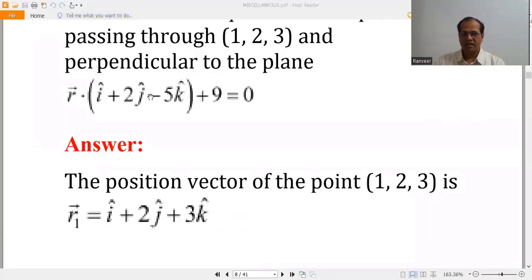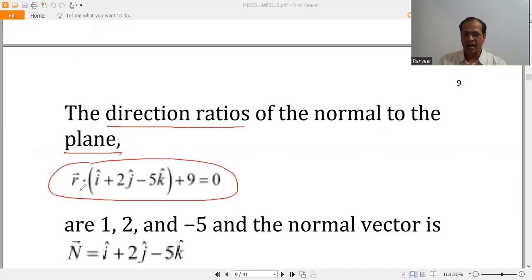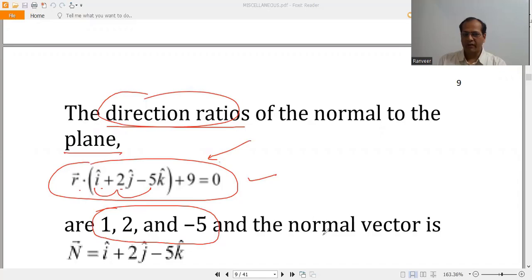Now this is the plane, r dot n equal to d. This is the equation of the plane: r dot (i plus 2j minus 5k) plus 9 equal to 0. This is the equation of the plane that is given. So the direction ratio of the normal to the plane is 1, 2 and minus 5. This is the direction ratio of the given plane. And the formula is r dot n, so the normal vector is i plus 2j minus 5k.